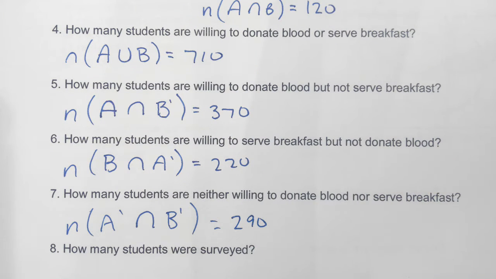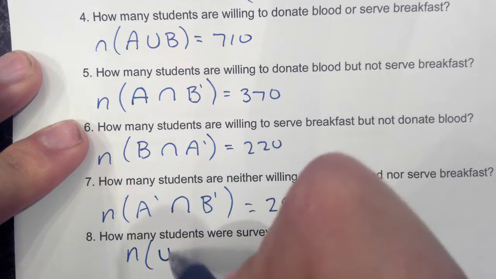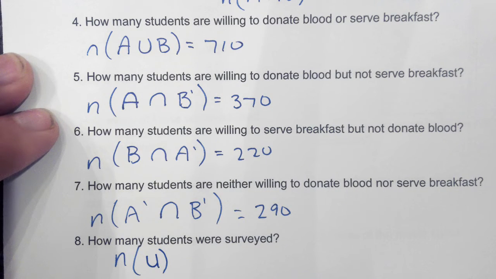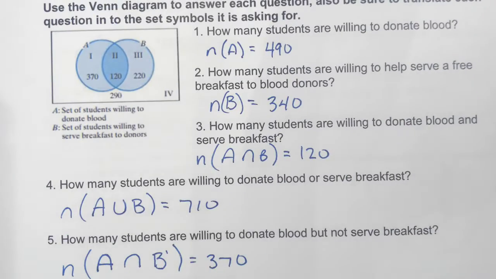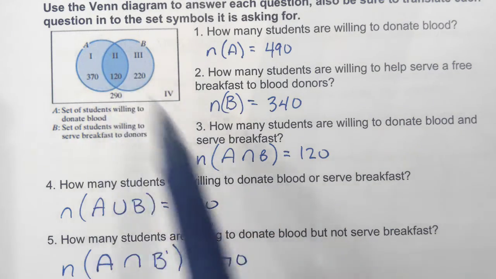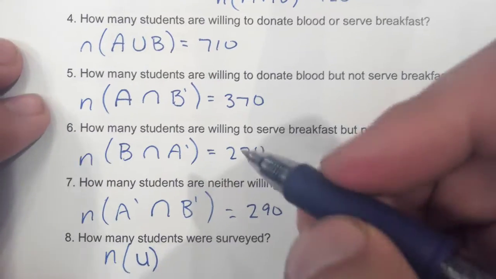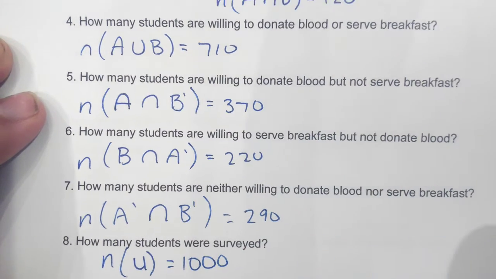Then number 8, how many students were surveyed? So what's that asking for? The number of students in the universal set, right? How many students did we ask? So how do we figure that out? We add all 4 of these numbers together. I know what these 3 are. It's 710, and 710 plus 290 means we surveyed exactly 1,000 kids. So that's fun stuff right there.